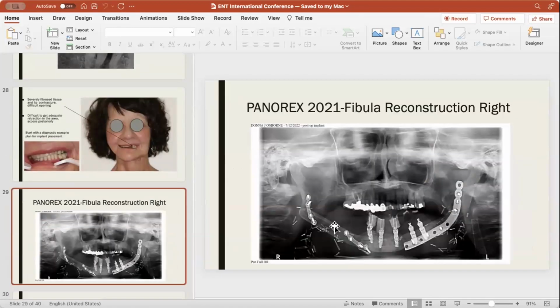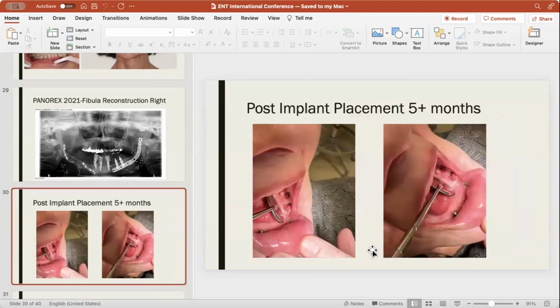And we ended up having to do a fibula reconstruction on the contralateral side, essentially taking out her remaining teeth and placing implants so this patient could function and live a normal life again. And this was all surgically and prosthetically driven. And you can see that we tried to get as far back as we could, but because of her restricted opening, we couldn't get back any further. And you can see the lip contracture here, which was making it difficult for her to speak very well and eat very well as well.